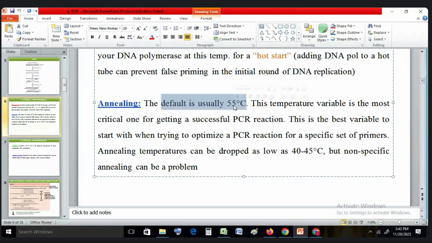And you may have to reduce the annealing temperature even to 40 to 45 degrees, depending on your primer. But in that case, you are going to have a problem of non-specific annealing. Non-specific annealing means that as the temperature is very low, your primer can bind non-specifically to a partially similar or partially complementary sequence. Take a primer length of 30 base pairs. At that low temperature, your primer can find 10, 15, or 20 bases of exact complementarity and bind there, and that can induce non-specific annealing and ultimately non-specific amplification.